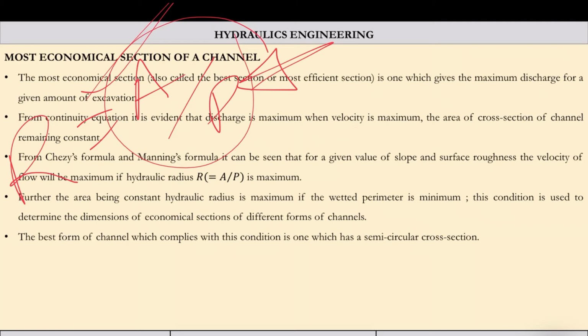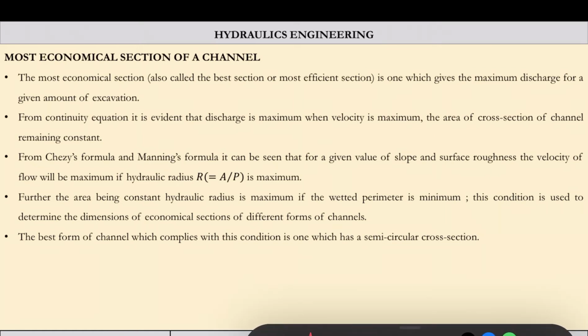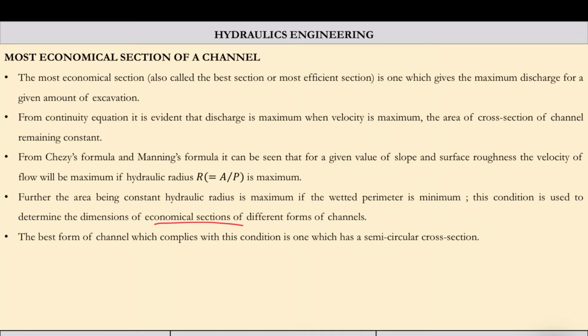Every time, we will calculate the perimeter, and minimize it with respect to the channel depth or whatever parameter is there, and by that calculation we can calculate R. By putting the value of R in velocity, we can maximize the velocity, and since the area is constant, the discharge will be maximized. Further, the area being constant, hydraulic radius is maximum if the wetted perimeter is minimum. This condition is used to determine the dimensions of the economical section of different forms of channel.